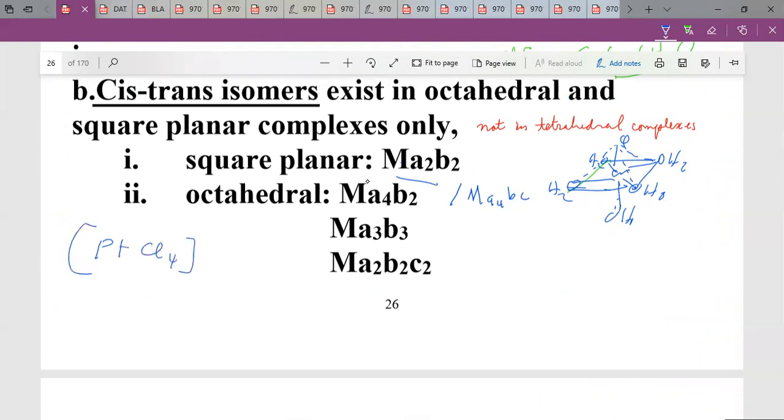PCl4 minus, this is your Ma4, that's all. But cis and trans, even when you have got Pt, NH3, and Cl3, this one is also square planar, but it is Ma3b. So here there's no cis and trans. For square planar, cis and trans happen with Ma2b2, of course.